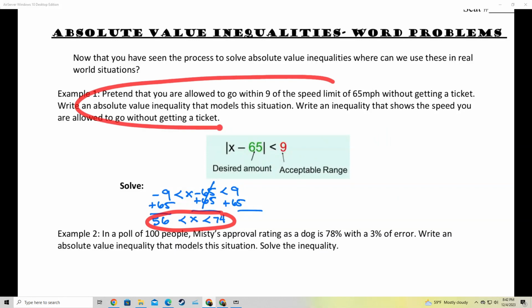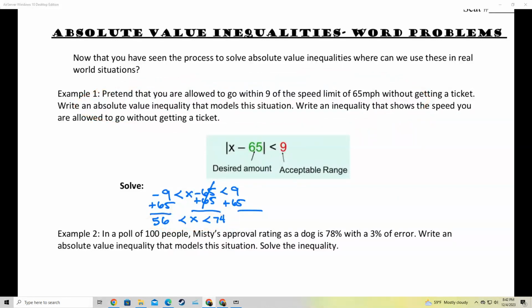According to this problem, I don't want you to grow up and say, oh, Ms. Ulichuga said you can go within 9 miles per hour. I'm just saying for this particular problem, that's what it would be.